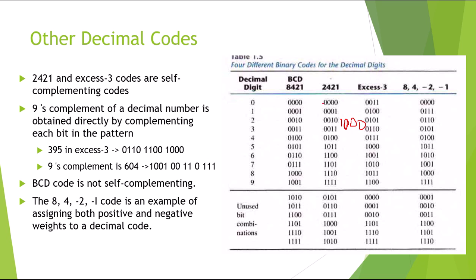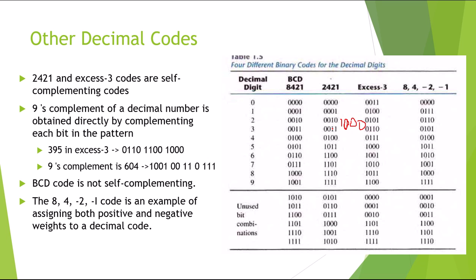So in 2421 some of the digits can have more than one combination, but we always use one, and the other combination we say is unused. Like for 2, if I am using 0010, then 1000 is an unused combination. We can't use this combination for other digits. Similarly for 3, if I am using 0011, I can't use 1001 here.